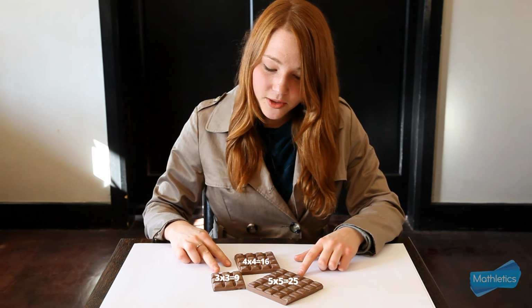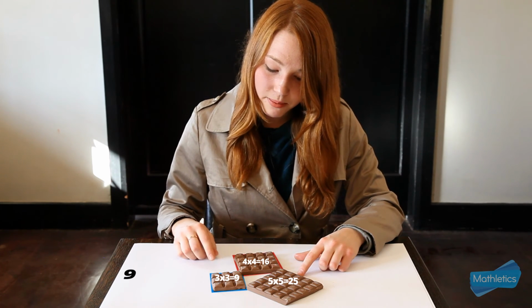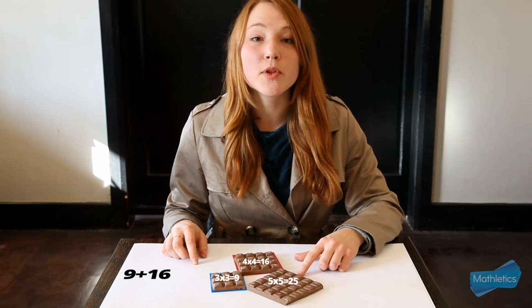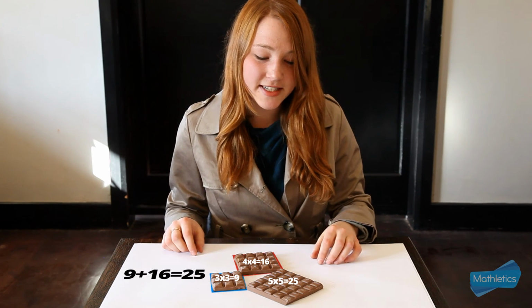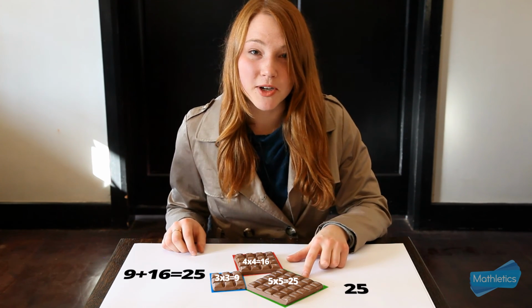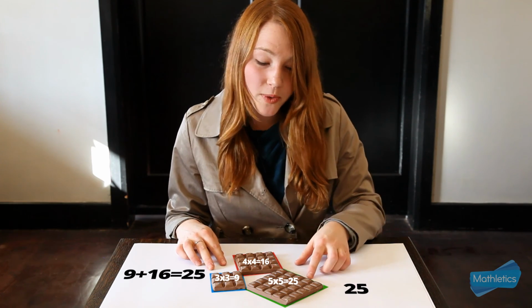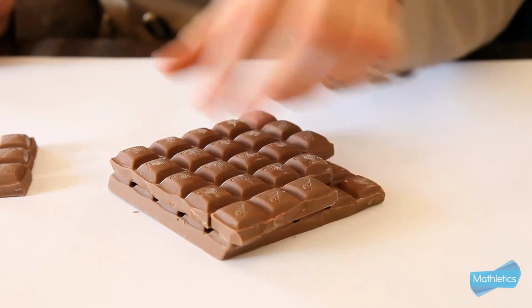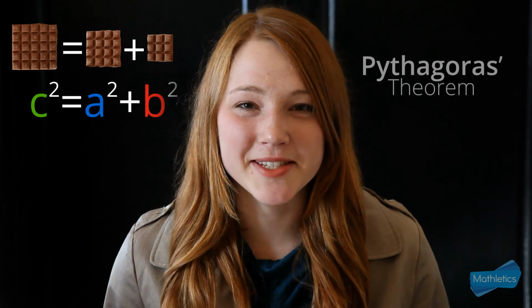Now, if we chose the 2 smaller squares, we would end up with 9 plus 16 pieces, which is 25. That is the same number of pieces as are in the largest block. So whether we chose the 2 smaller squares or the 1 largest square, we would end up with the same amount of chocolate. And that is exactly what Pythagoras' theorem tells us to expect.